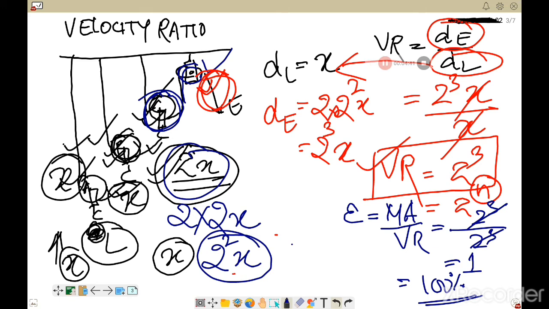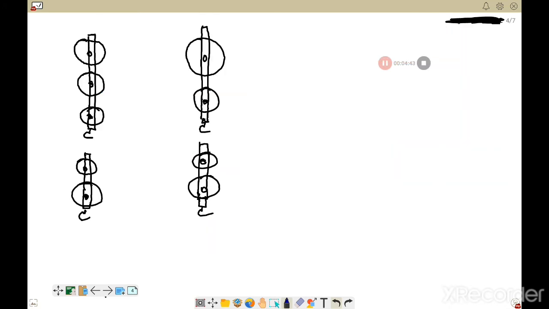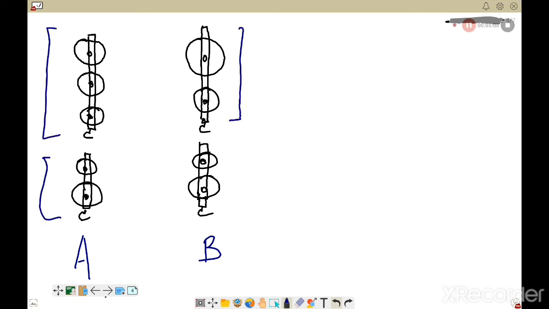Now let us learn about the combination of pulleys in block and tackle. Are you getting my point? Here you see an incomplete diagram. If I name them A and B, in A you have two blocks, upper block and lower block. Here you have set B where there are an upper block and a lower block. So in a combination of pulleys, we'll have the upper block and the lower block.